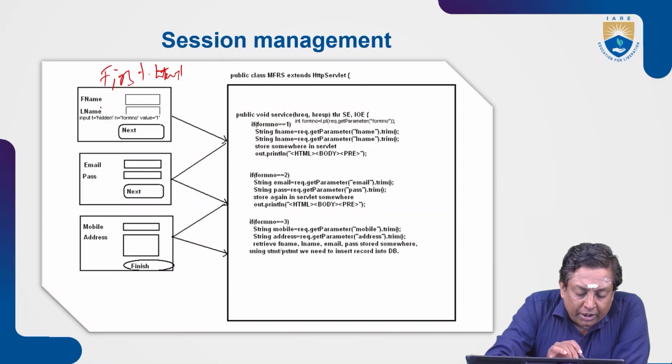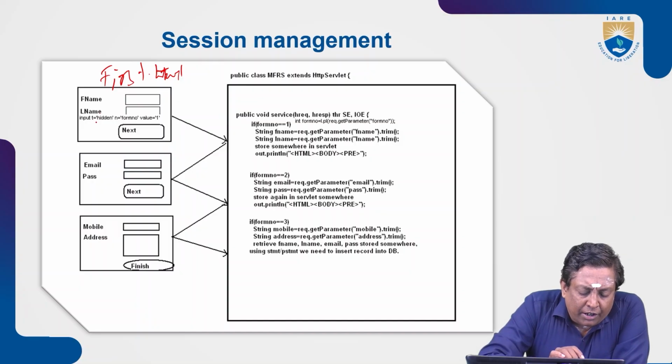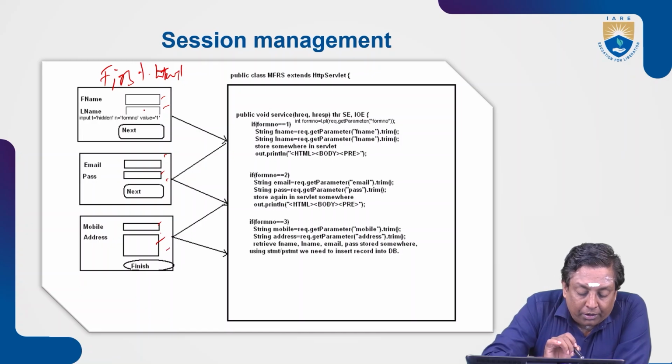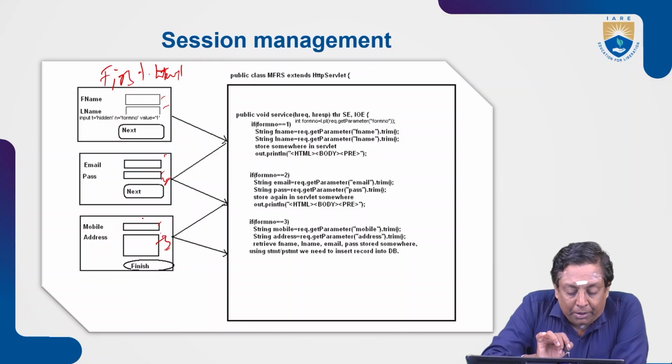the simple label, this input type is called text, this label, this input type is called text. Here we are placing one hidden field, input type is hidden, name is equal to form number, value is equal to 1. In every one of these HTML forms, first name, last name, email, password, mobile, address are visible fields. But in every HTML form, we are maintaining one hidden field, that is form number. Form number value is equal to 1, value is equal to 2, value is equal to 3. Every form will submit its form number as a hidden field.